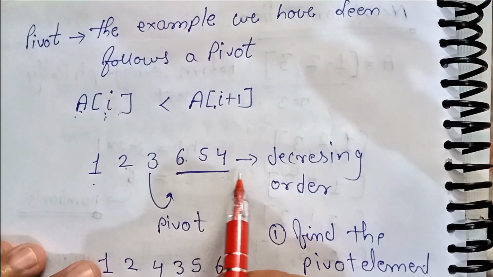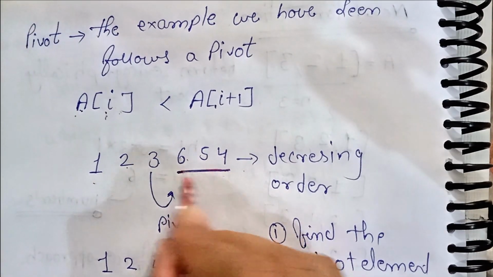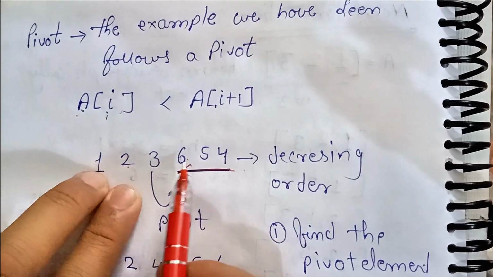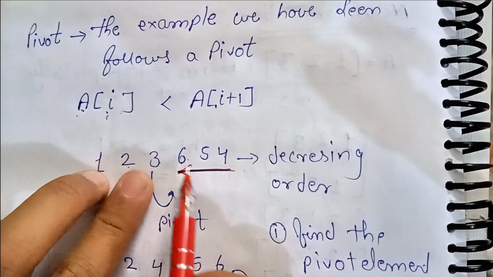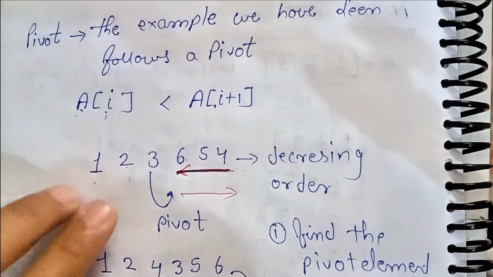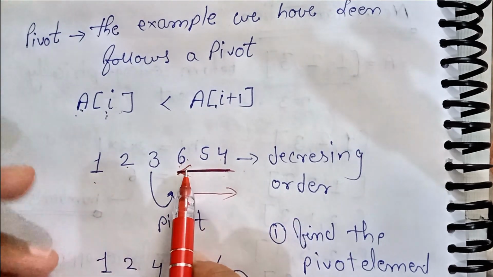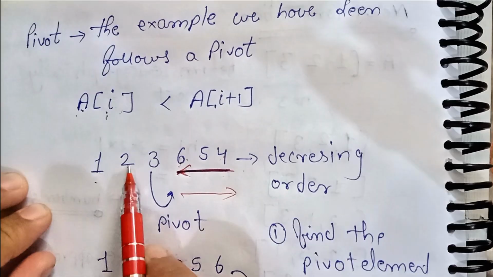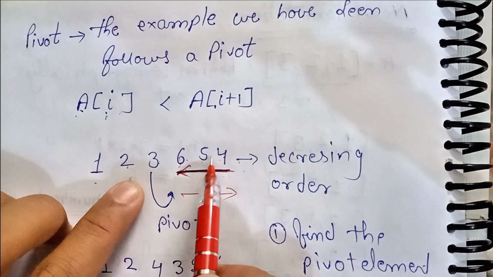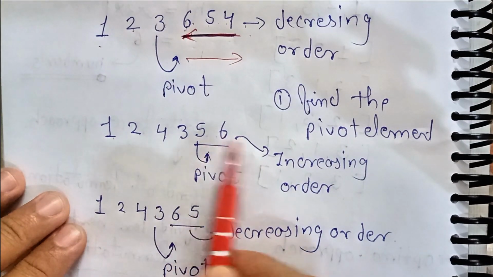Let's check over here from the right to the left. All are in decreasing order. But here comes 3, which is smaller than 6. Then we have to arrange this in increasing order. First we will arrange this in increasing order, so the next array will be like this: 1, 2, 3, 4, 5, 6. Then we will swap the value of 3 with 4. Then it will create this number: 1, 2, 4, 3, 5, 6.